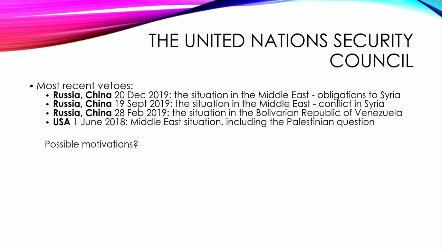Here's the 4 most recent votes or vetoes from the Security Council. So we have Russia and China vetoing on 20th of December 2019. This has to do with different obligations to Syria. Russia and China also in September of 2019 to do with the conflict in Syria. Russia and China, 28th of February 2019, the situation in the Bolivarian Republic of Venezuela. And then the United States, June 2018. This was regarding the Middle East situation, including the Palestinian question. So what we see here is each one of these Security Council members, they have different motivations. They have different things that are on their agenda, and the veto is a way that they use this.